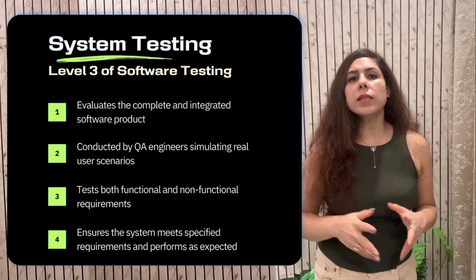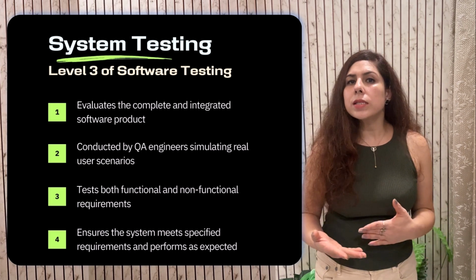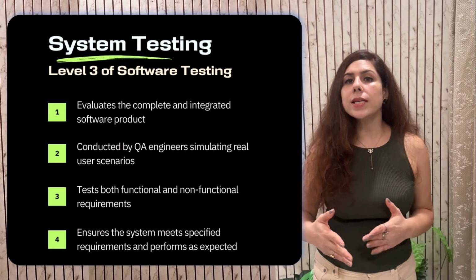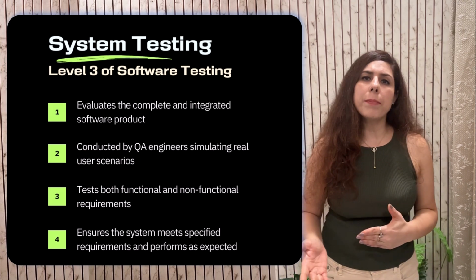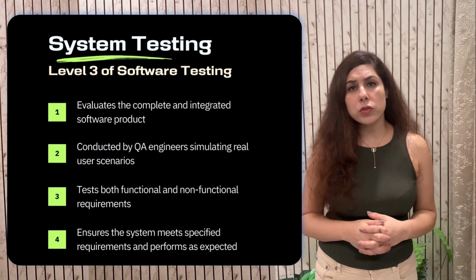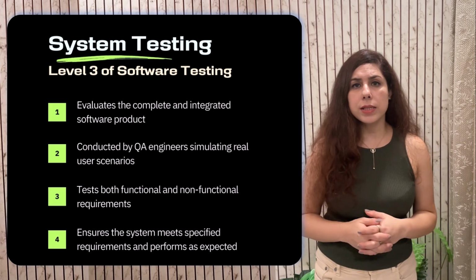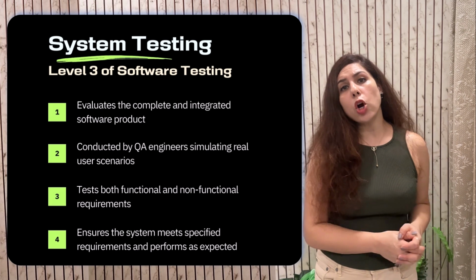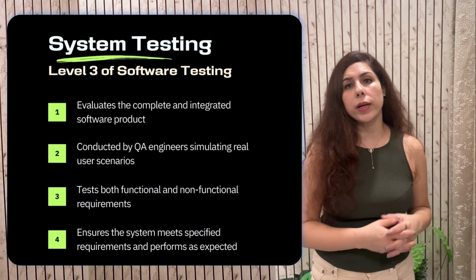System testing is the third level in software testing. System testing is done after integration testing. In system testing, we test the entire system as the complete product. For example, if your product is an e-commerce website, it might have 10 microservices behind the scenes. However, in system testing, we treat the e-commerce website as a single entity and test it end to end.